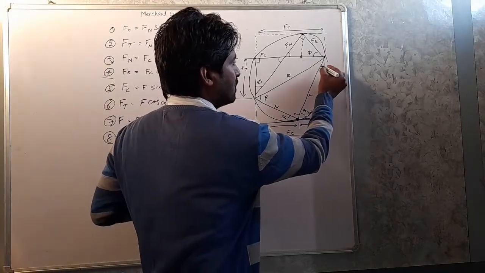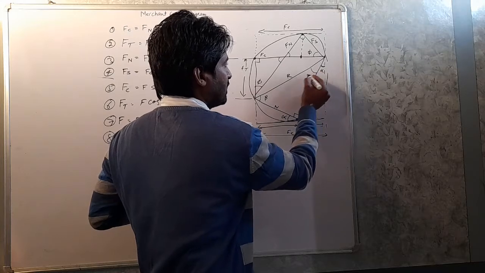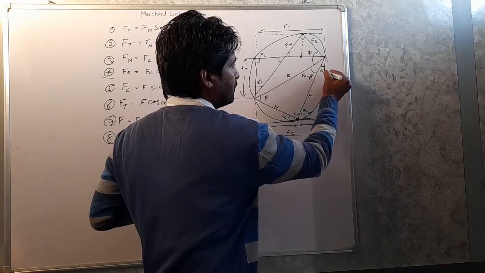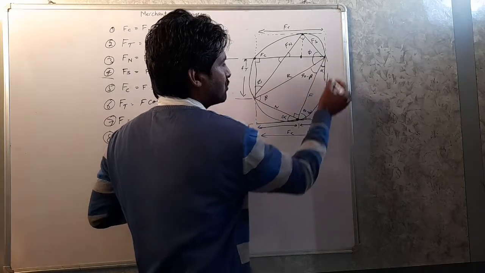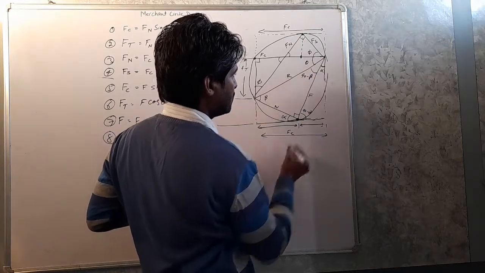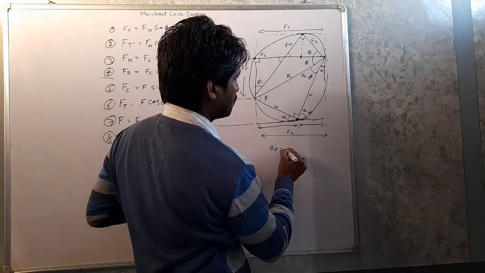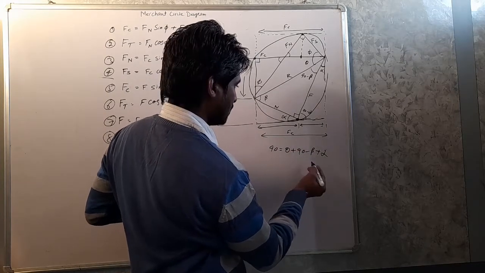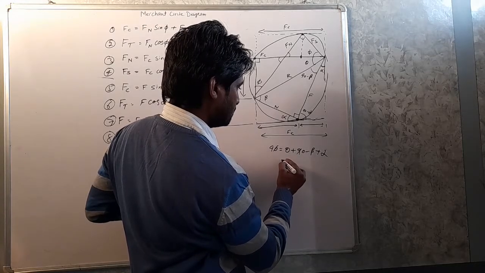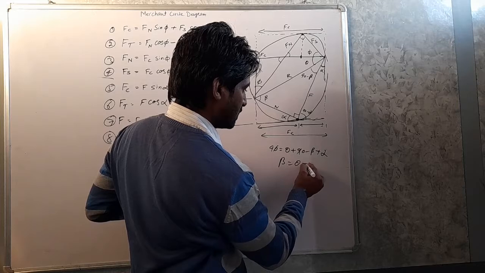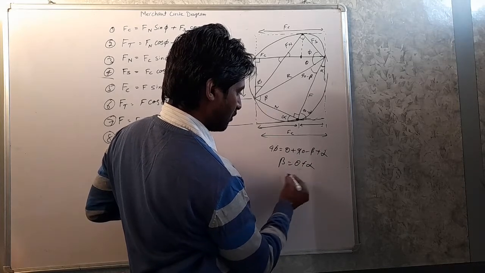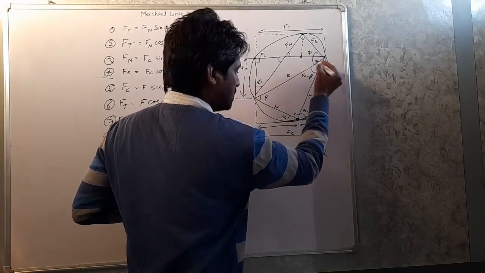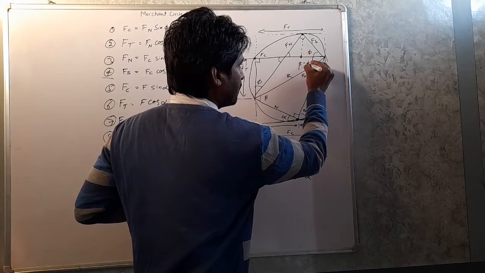this is the value of alpha and this is 90 minus beta. So this total is 90. Suppose this angle is theta, then 90 equals theta plus 90 minus beta plus alpha, and the 90s cancel, so beta equals theta plus alpha. Or we can find theta in terms of beta and alpha: theta equals beta minus alpha.